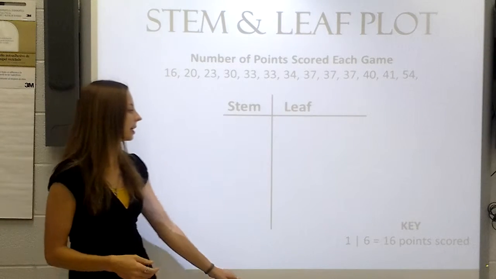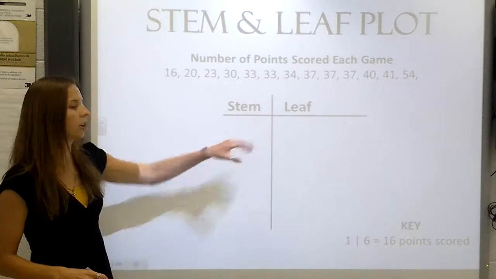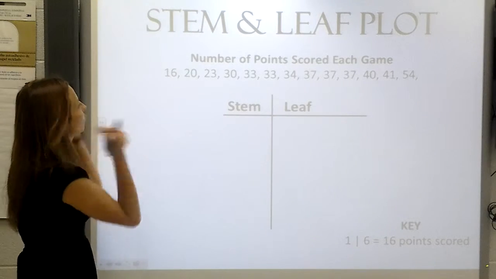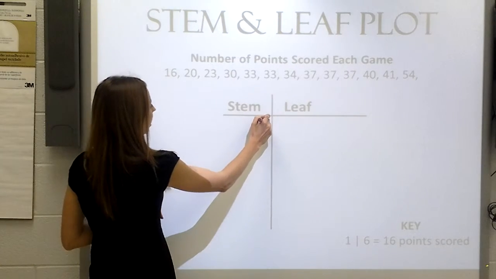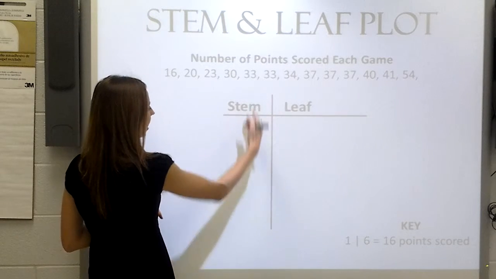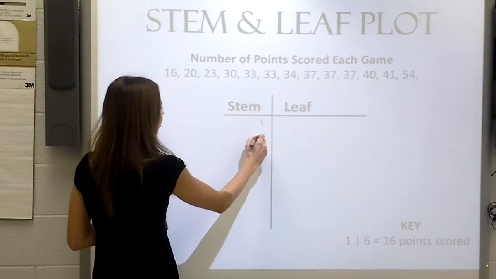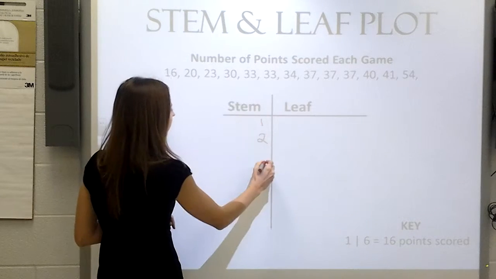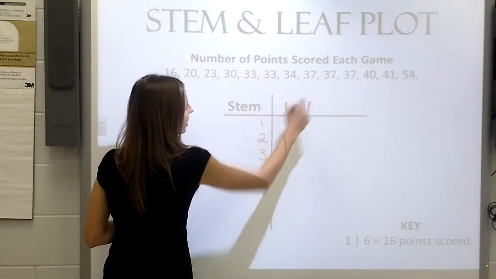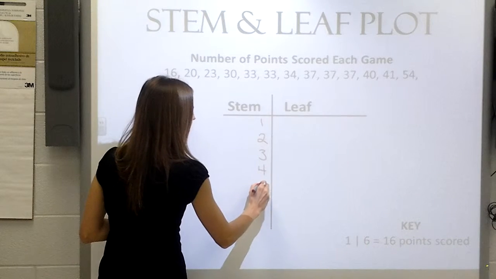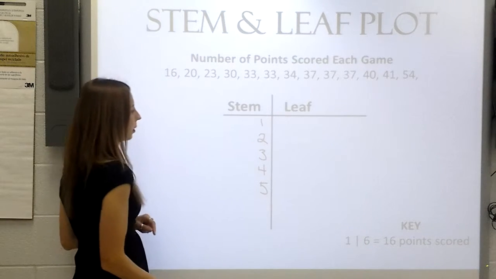Now, if we were to take that same set of data, we can create our stem and leaf plot. So what we're going to do is put the front number on the left side. That's our stem. So we have 1, 2, 3s, and then we have 4, and there was one game where they scored over 50 points.